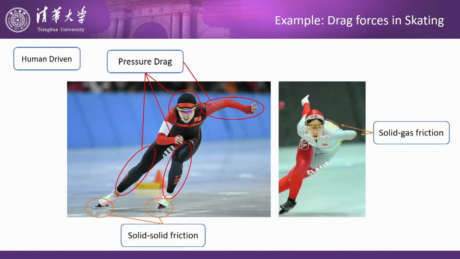Take example for the drag analyzation. First, the human-driven type, skating. So head, arm, leg, this part are pressure drag. Shoes and ice, solid friction. And on the gesture, mainly is solid gas friction here. But as I said, this part is very small and it's not the main target of our work.